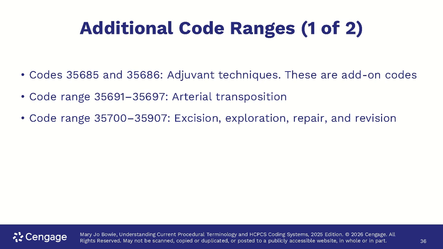These are done to improve the patency of the lower extremity autogenous or synthetic bypass graft. Then you also have arterial transposition procedures, something else to improve the blood flow within the artery. These codes are divided based upon if arteries were anastomosed, another add-on code. And then lastly, here, excision, exploration, repair, and revision.